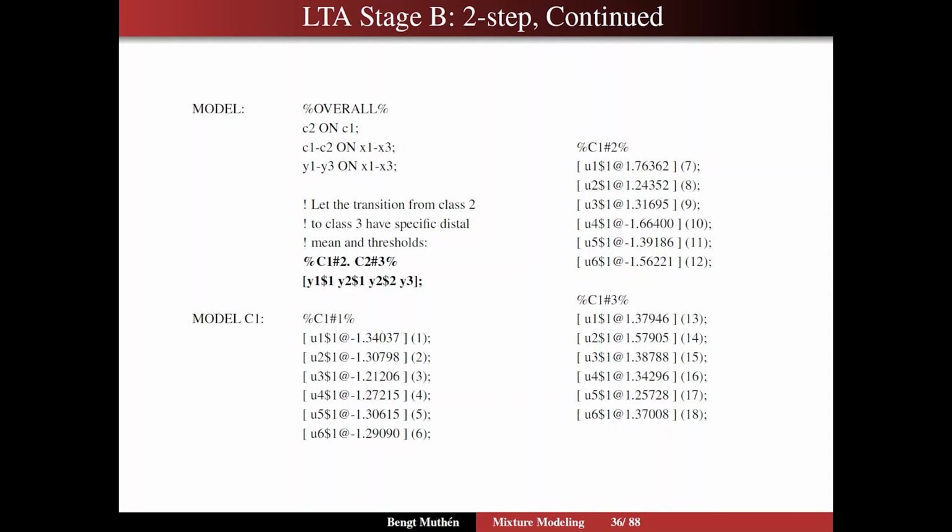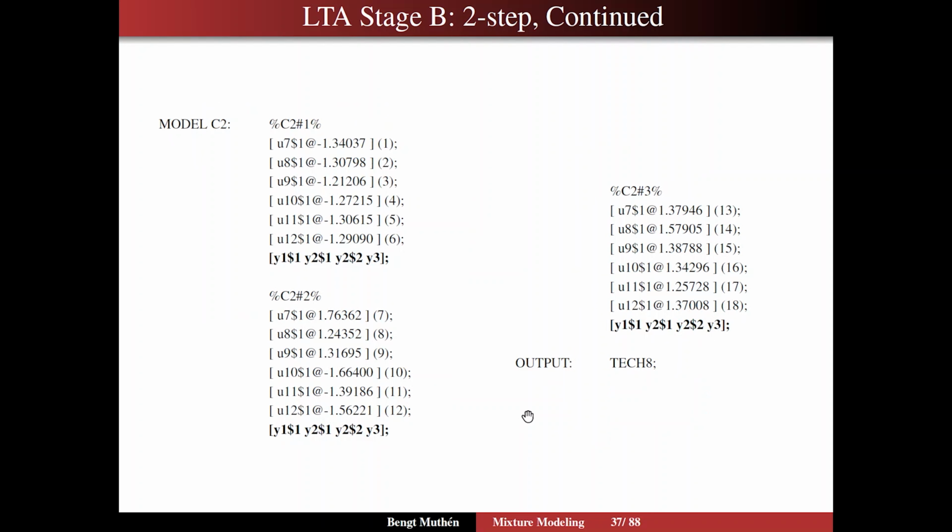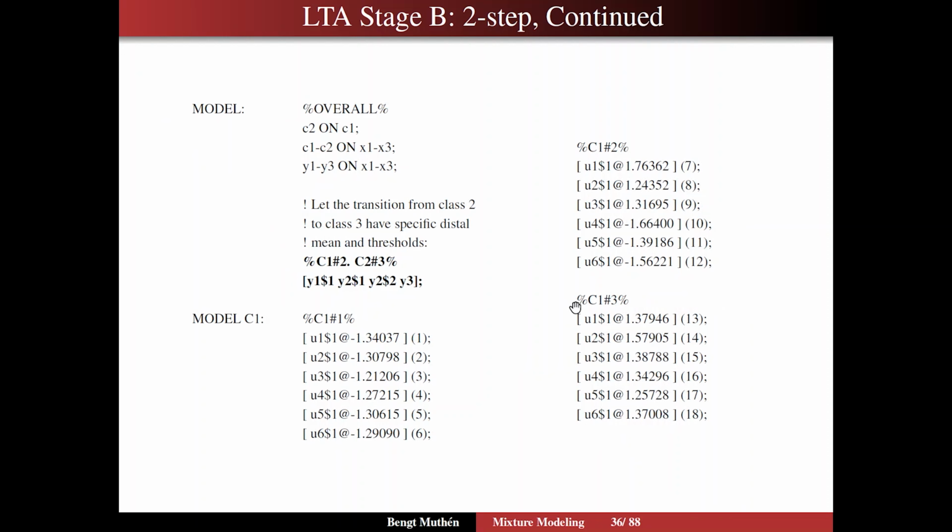So that's how you do this specific transition pattern influence on the distals. And then the rest is just standard two-step. We fix the measurement parameters here on slide 36 and continue on slide 37, where, as before, we have the effect of C2 on the distals in each of the classes. But we also allow on slide 36, going back one, to have a specific effect from this transition.